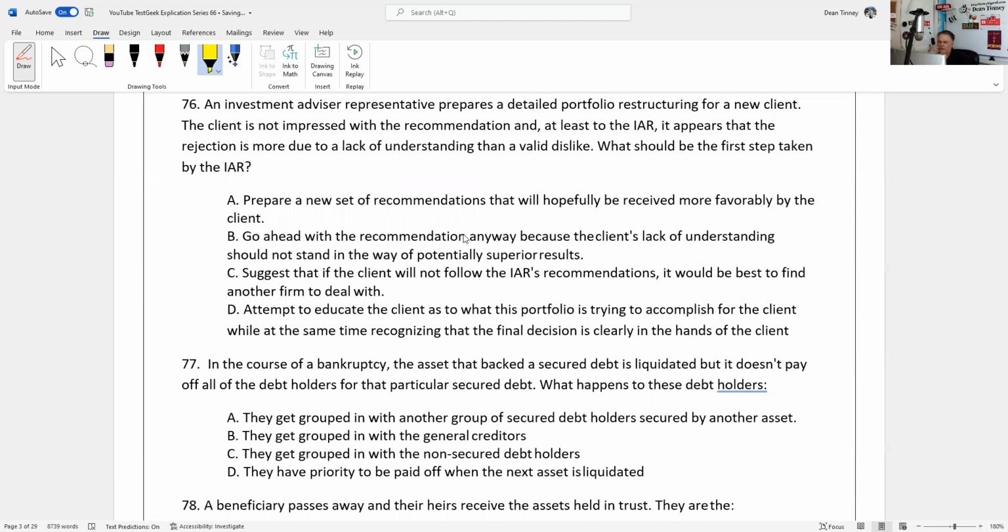Oh my goodness. An investment advisor rep prepares a detailed portfolio restructuring for a new client. The client is not impressed with the recommendation. And at least to the investment advisor rep, it appears that the rejection is more due to a lack of understanding and valid dislike. What should you do? You make the call. Prepare a new set of recommendations that will hopefully be received more favorably by the client. I don't know. Let's read all our answers. Go ahead with the recommendation anyway, because the client's lack of understanding, absolutely not, so we can get rid of that one.